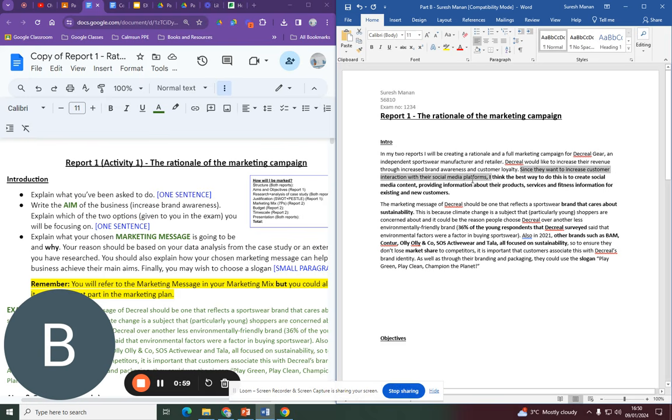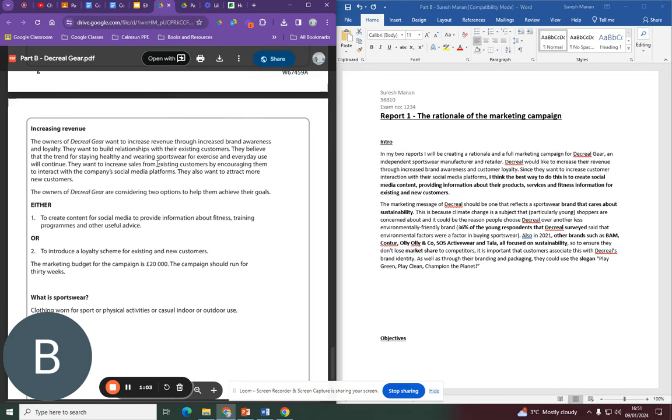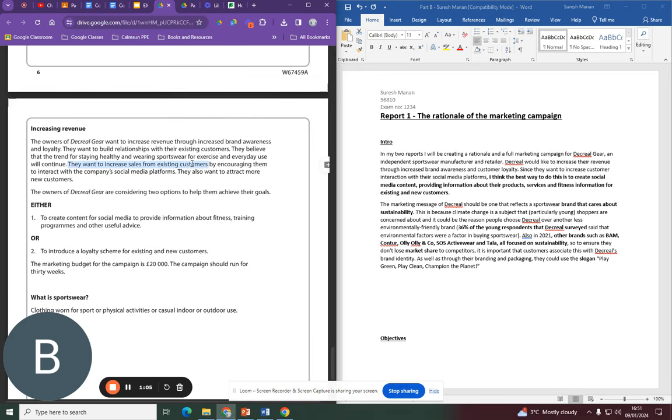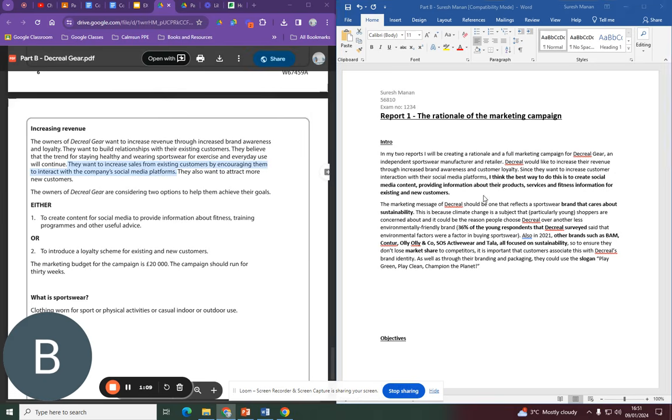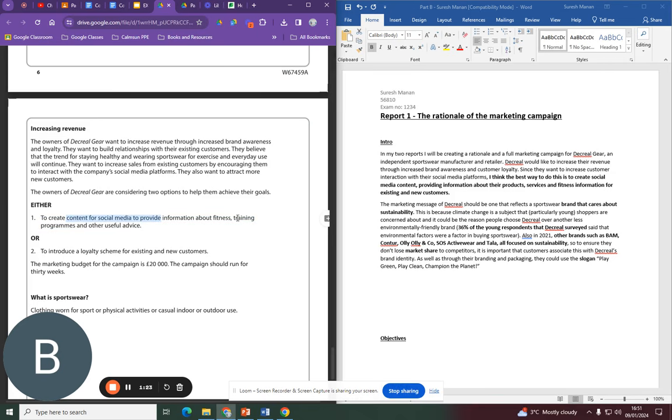And since they want to increase their interaction with their social media platforms, so where have I got that from? Well, I got it from the part B. They want to increase existing customers by encouraging them to interact with the social media platforms. So I've used that. I think the best way to do this is by creating social media content, providing information about product, services, and fitness information for existing and new customers. So I've said I'm choosing this one here to create content for the social media.